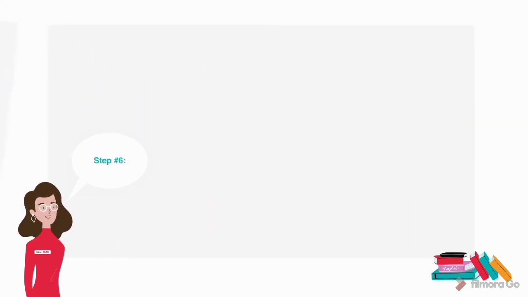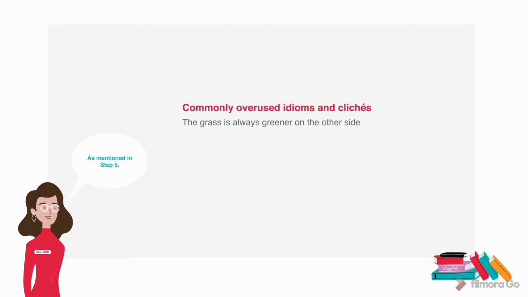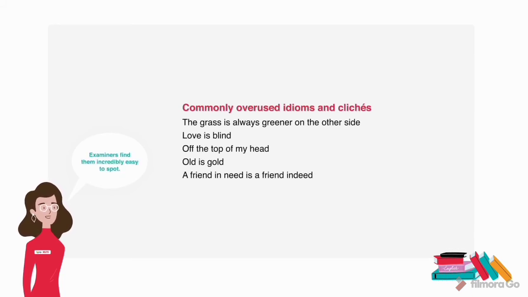Step 6. Don't use memorised language learnt off phrases and examples. As mentioned in Step 5, don't use phrases and memorised sentences. Examiners find them incredibly easy to spot. Overused phrases that are commonly used include linker idioms and clichés. Idioms are generally spoken and not used when writing essays. Proverbs and clichés should also be avoided. Again, they are often used when speaking.